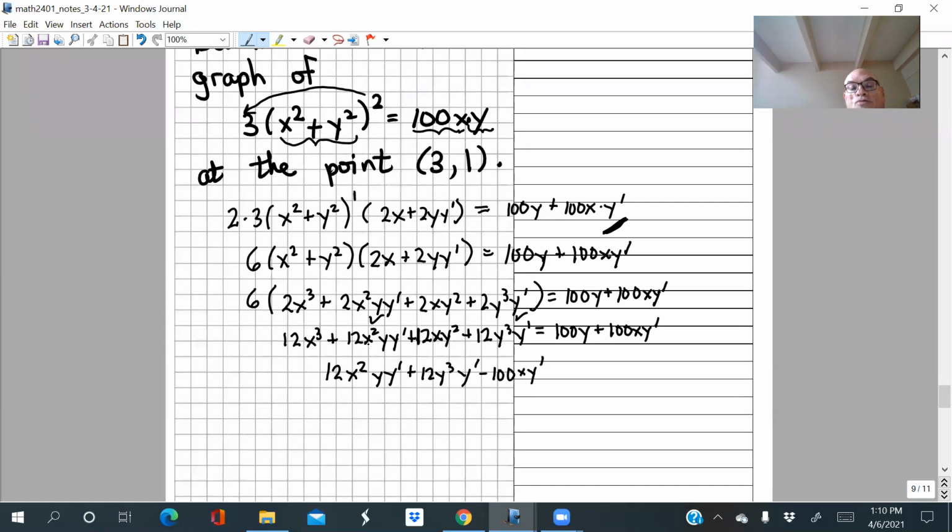So we end up with 12x squared y prime plus 12y cubed y prime minus 100xy prime. I'm going to keep that on the left. And then the other terms, I'm going to move them to the right. So it looks like the 12x cubed is going to go to the right, correct? That becomes negative, though. Got to be very careful about my signs. And then this term is going to move to the right, so it becomes negative. So I have 12xy squared, right? Okay. And then this term is left over here on the right-hand side, right? So there's 100y.